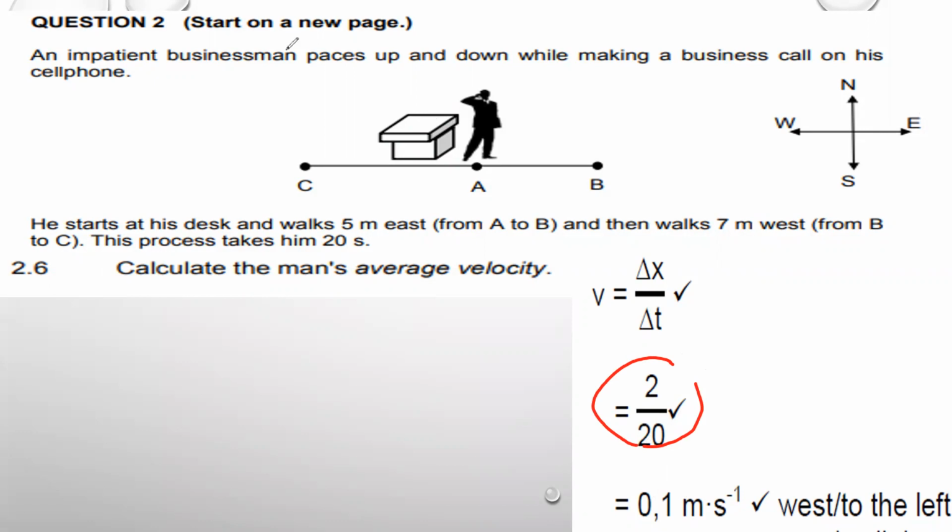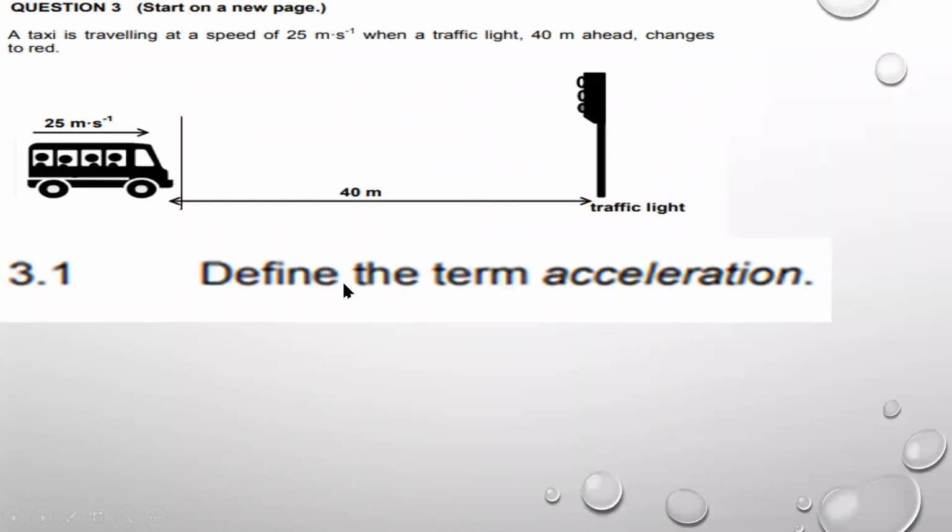Okay, let's continue with the next question. Question 3. All right, question 2 done. It was about vector and scalar quantities. Normally they also ask to calculate net force in question 2, but for now they only focus on distance and displacement. This question is about motion. Let's see what they ask.